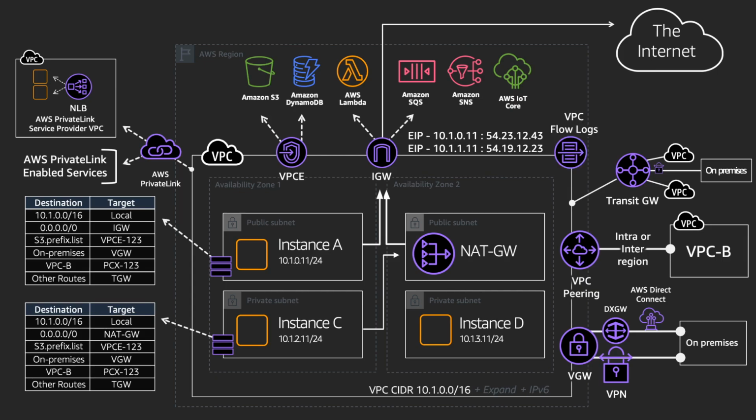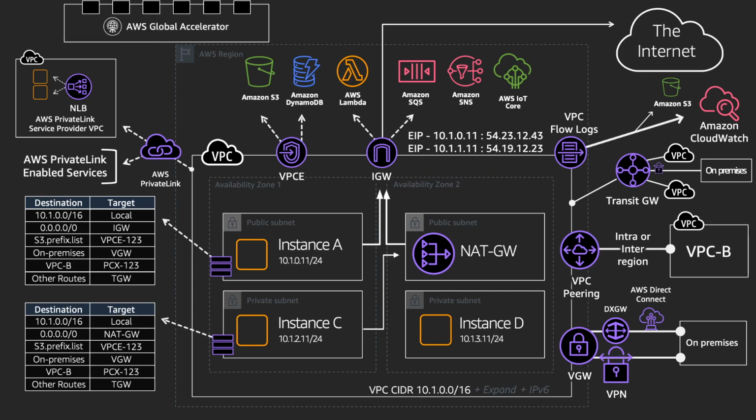We also have VPC flow logs, allowing you to gather metadata on traffic going in and out of your VPC. You can ship those off to Amazon CloudWatch or Amazon S3. And then we have Global Accelerator sitting out there in the public realm, allowing you to do advanced routing back to your VPC from the public realm.